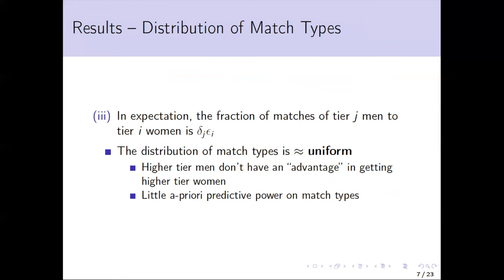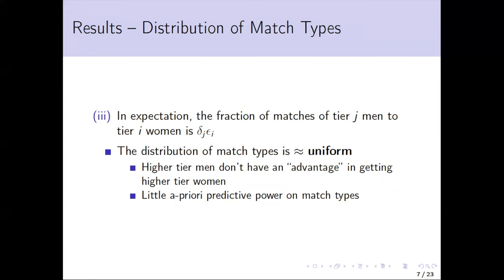And this might be a bit surprising at first look, as we showed that in expectation, the fraction of matches between tier j men and tier i women is just delta_j times epsilon_i. These are the two fractional sizes of the two tiers in their corresponding side. In other words, this just means that the distribution of match type is approximately uniform, as these fractions do not depend on the quality or scores among each tier.